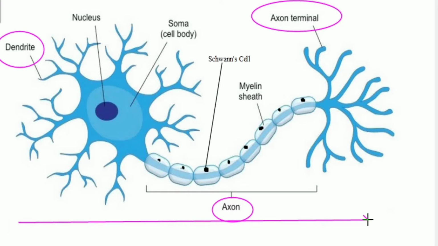The messages travel in the form of electrochemical impulses from the dendrite to the axon terminal, and this is a very good coordination in the human being. All the information about our surroundings is collected by the end of this dendrite, where the receptors are there.